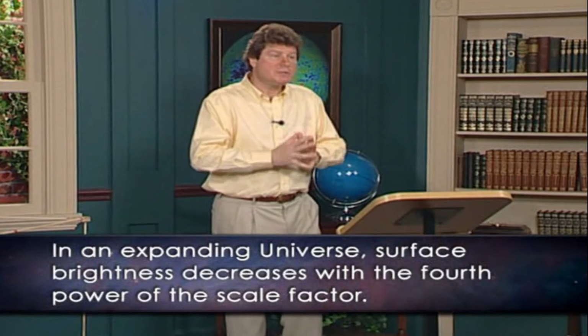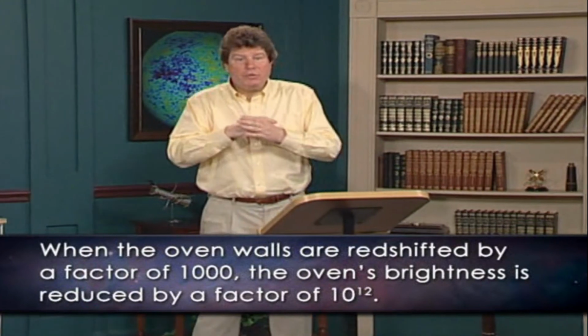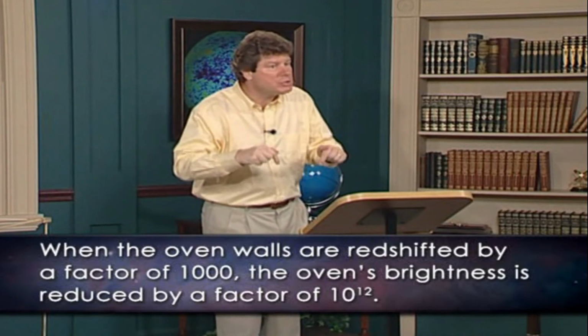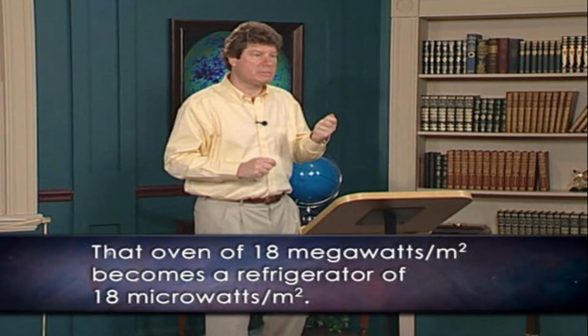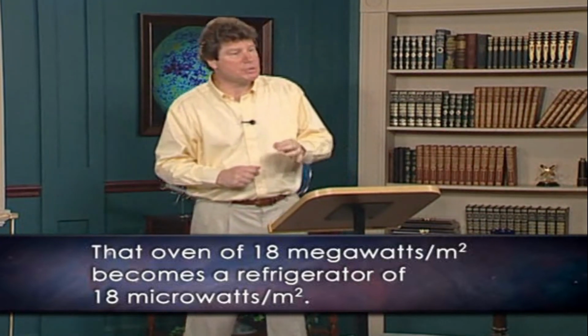Remember also from Lecture 8, in an expanding universe, the surface brightness decreases with the fourth power of the scale factor, so that when the oven walls are redshifted by a factor of 1,000, the oven's brightness is reduced by a factor of 10 to the 12. That oven of 18 megawatts per square meter becomes a refrigerator of 18 microwatts per square meter. It's the 3-degree Kelvin microwave background. So who would have thought that redshift alone would save us all from a fiery incineration by the cauldron of creation?